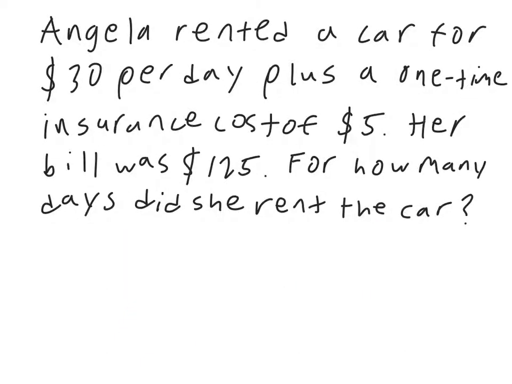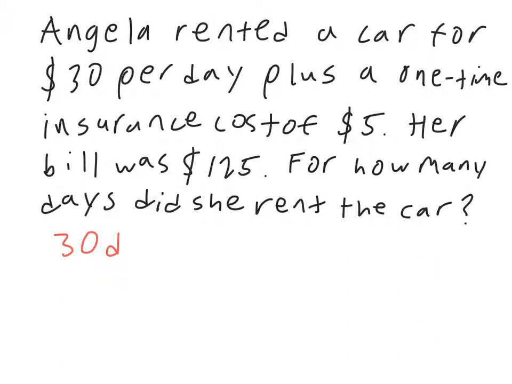Alright, one more problem. Angela rented a car for $30 per day, plus a one-time insurance cost of $5. Her bill was $125. How many days did she rent the car? So first we have $30 per day. So days is what we want to know, so that's going to be our variable. So $30 per day, so the way we write that is 30 times, we'll call it D for days. You can call it X if you want, or whatever letter. I'll say D for days. So 30D, 30 times D.